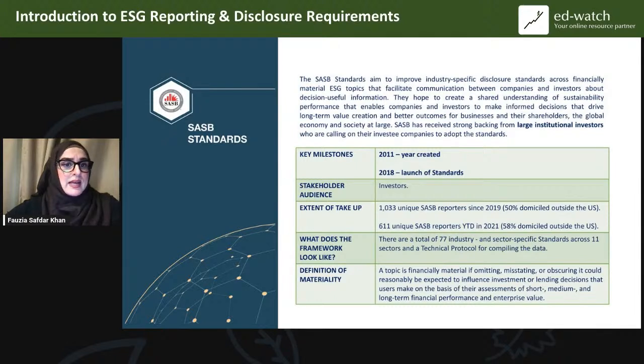The SASB standard focuses more on investors, and according to them, materiality is what, if skipped or omitted, could reasonably be expected to influence investment decisions, lending decisions, or users making decisions on the basis of these assessments. So SASB is defining it, and they have particular users for their standards. Can we have the next slide, please?